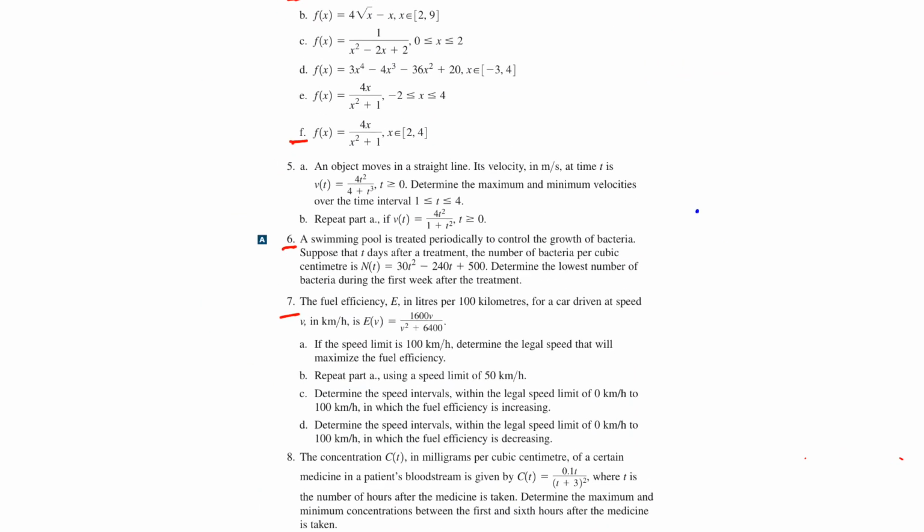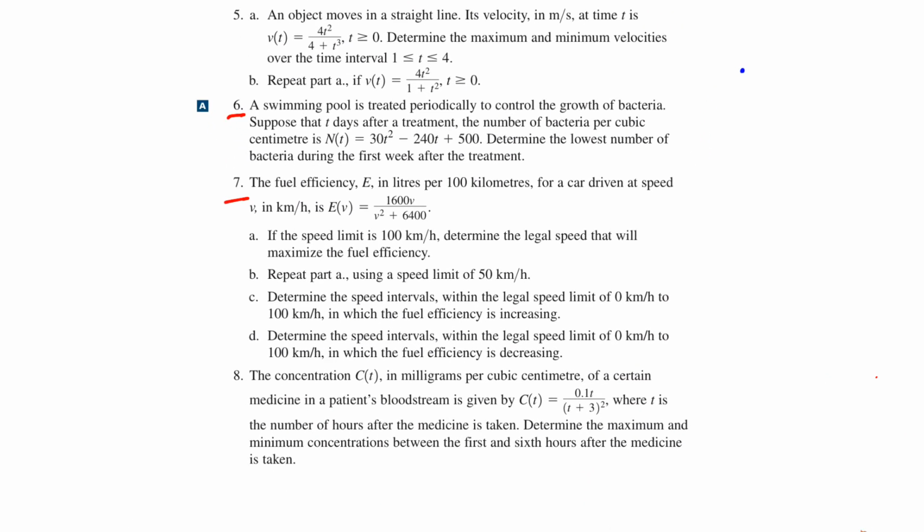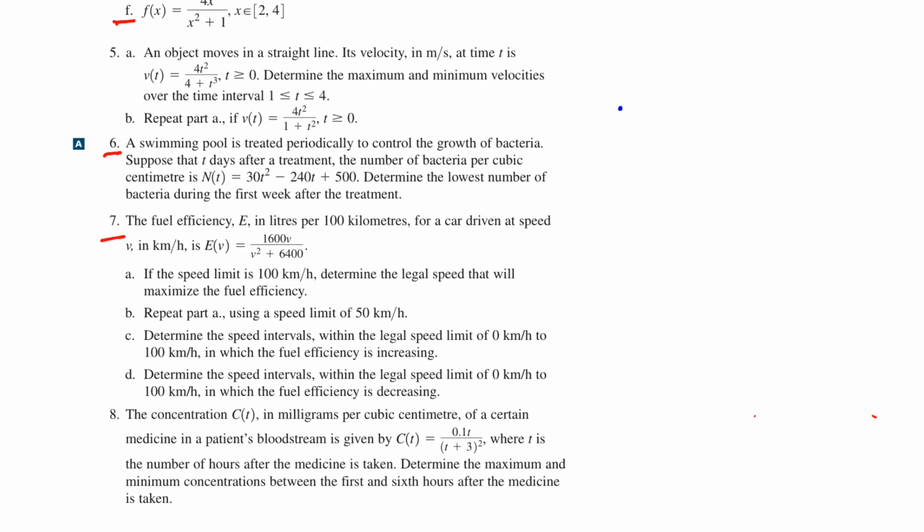Question 6. A swimming pool is treated periodically to control the growth of bacteria. Suppose that t days after a treatment, the number of bacteria per cubic centimeter is N(t) = 30t^2 - 240t + 500. Determine the lowest number of bacteria for the first week after the treatment. We are looking for the minimum of N(t) when t is between 0 and 7.